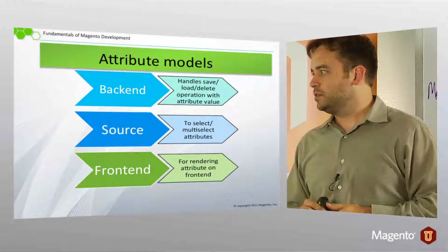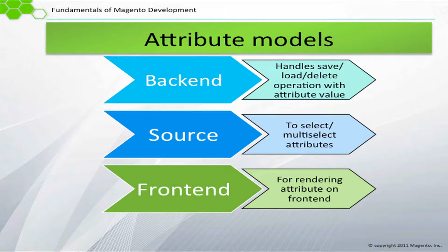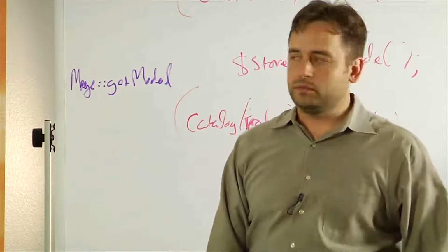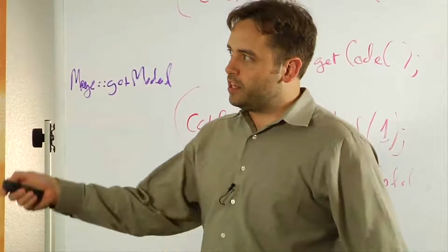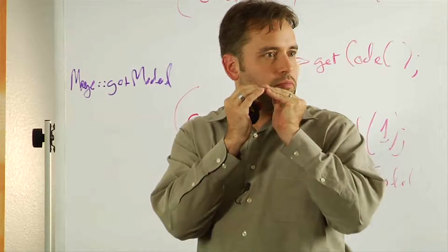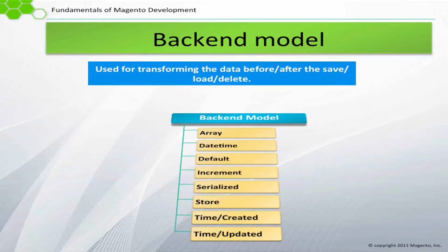Front end models are for rendering the attribute on the front end. So how do we get this attribute value and present it to the world? Through front end models. So these are the three flavors of model that back up an attribute. You can look in the code and see these.